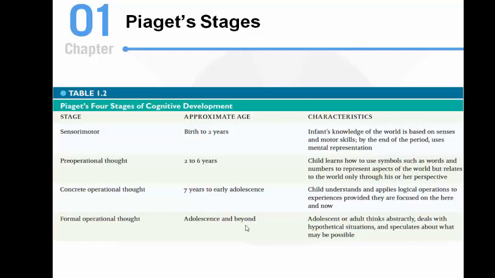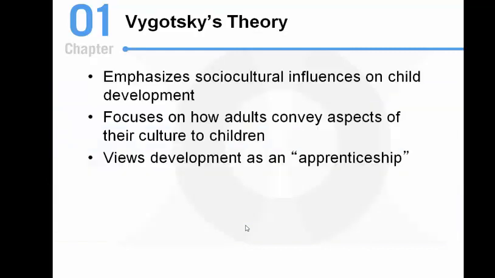The idea is that you become able to solve problems even if they're not directly in front of you. You're able to think logically about things even if they're not necessarily tangible, so it's more abstract ideas. A lot more detail on Piaget later, just an introduction today. Now, as I said, Vygotsky is going to focus on apprenticeship. His theory focuses on sociocultural influence, so you're learning from the people around you.